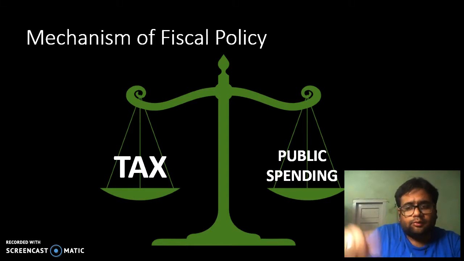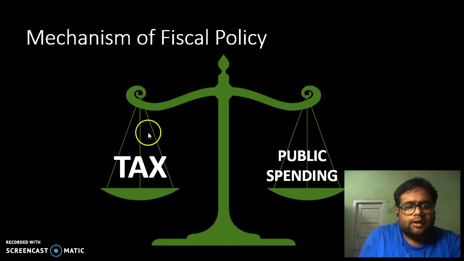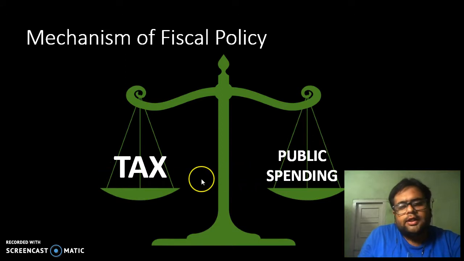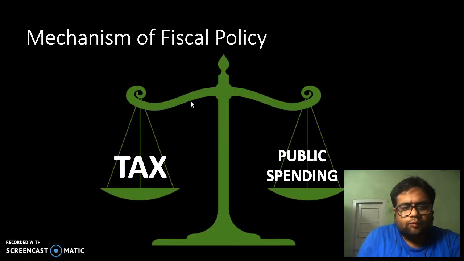To cover that deficit, we have to take loans and make certain adjustments, and that is not a good picture. So the basic mechanism of fiscal policy is to make the balance between tax and public spending. The basic idea of fiscal policy is to find a balance between changing tax rates and public spending. Let's go through this diagram once again.